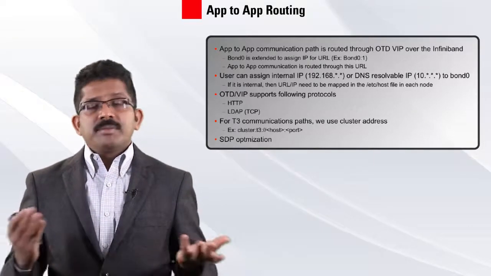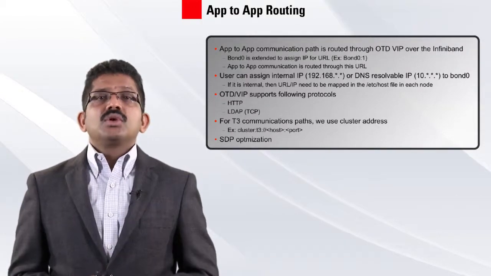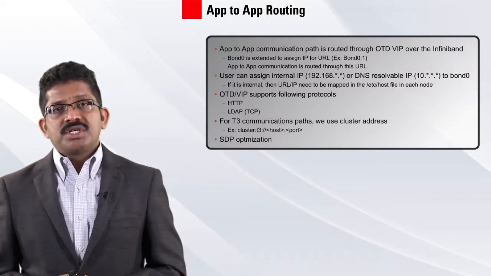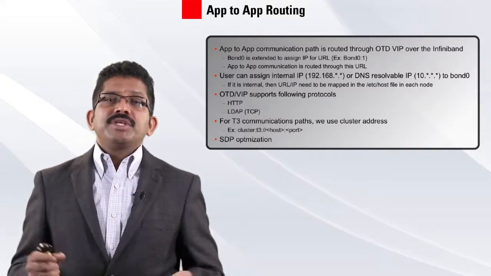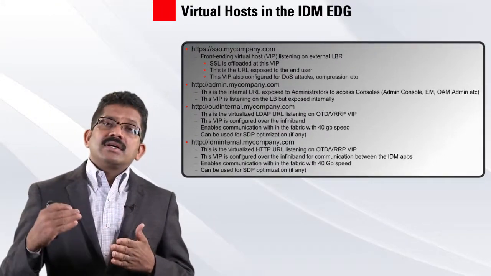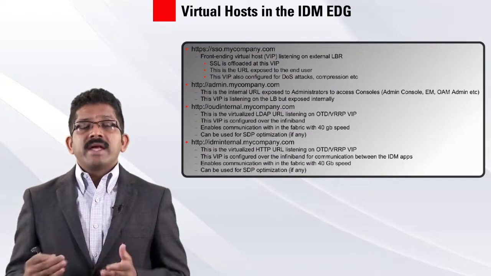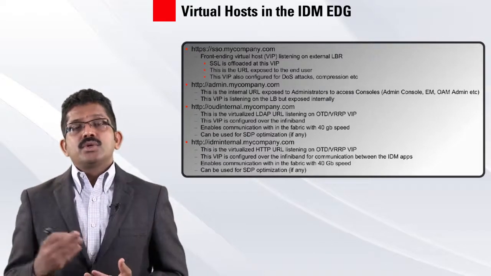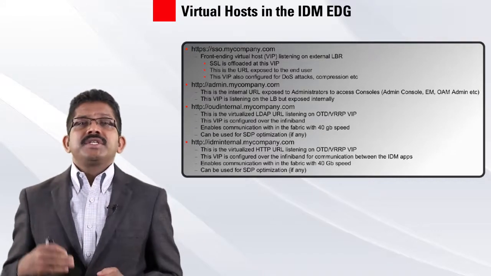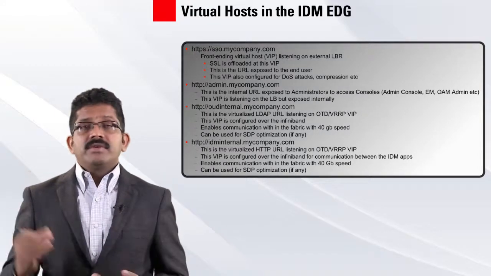And as I said, the T3 protocol is also taken care of through the cluster address. Since OTD doesn't support T3 load balancing, you can use the cluster address so that you get highly available communication paths within the Exalogic rack. And if you look at the virtual endpoints that we are handling as part of this IDM Exalogic deployment architecture or blueprint topology, first, for end user access to your IDM deployment components, we have sso.mycompany.com, which can be mapped to all of your IDM components in the application tier through OTD or even OHS.